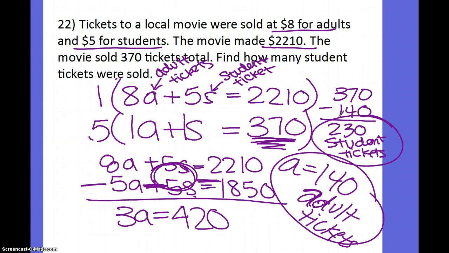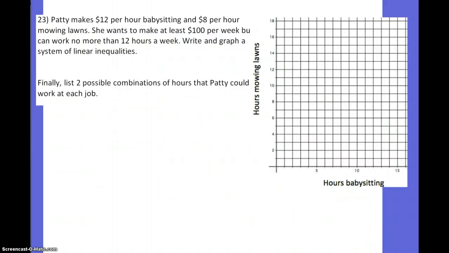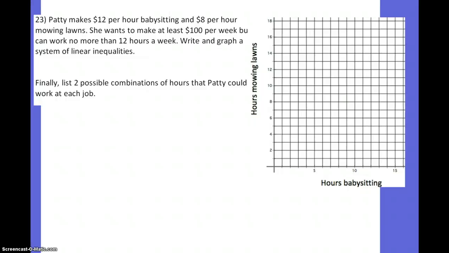Or plug in a 140 back into the equation and solve. Patty is making $12 for babysitting and $8 an hour mowing lawns. Problem 23, Patty makes $12 per hour babysitting and $8 per hour mowing lawns.